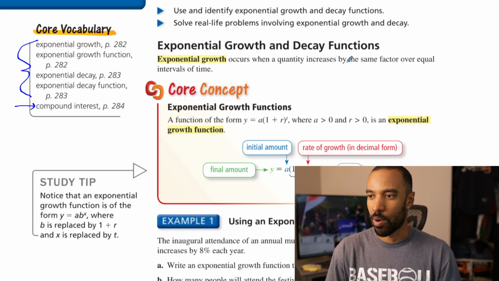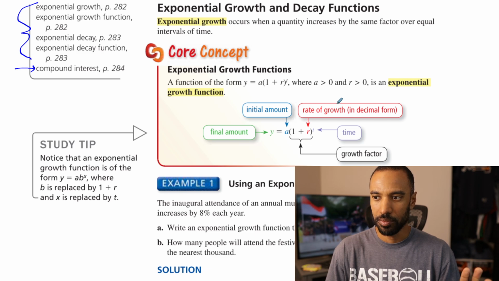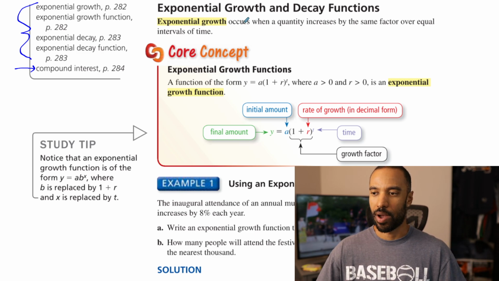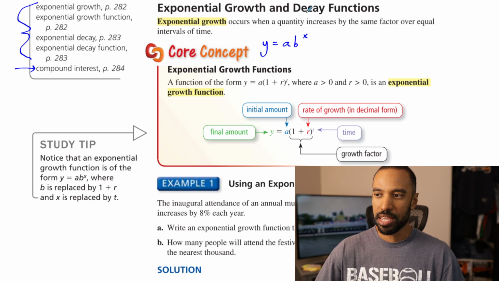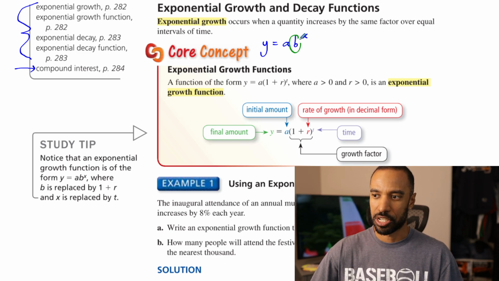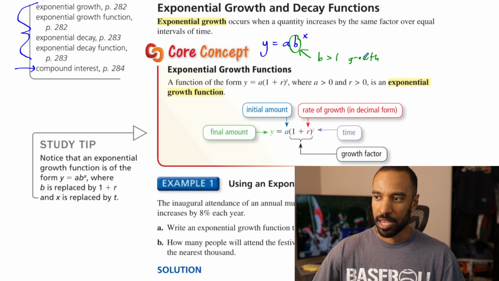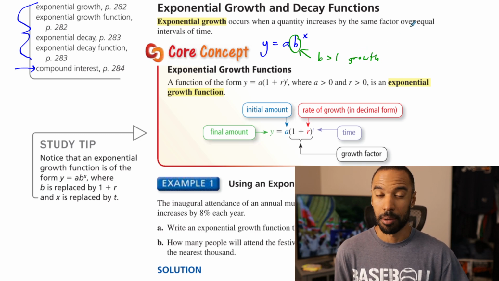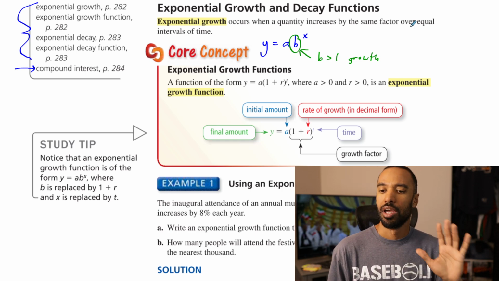Exponential growth occurs when the quantity increases by the same factor over equal intervals of time. Now, when you saw the equation y equals a b to the x in the last section, b was the growth/decay factor. If b was greater than 1, it was growth, because if you multiply by a number more than 1, the number gets bigger. I mean, bigger positive, bigger negative, what have you, it got bigger.